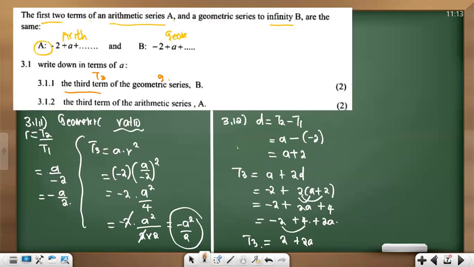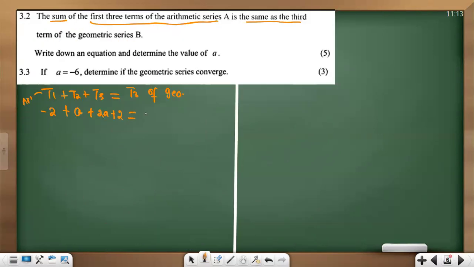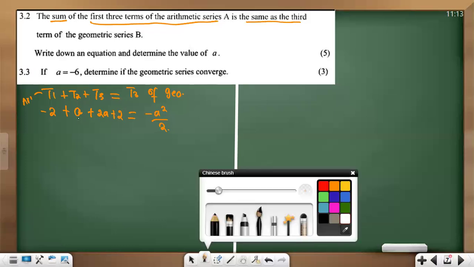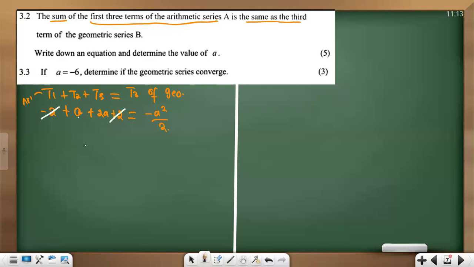Do we know the third term of geometric? It is negative a squared over 2. Let's just add everything together. Negative and positive cancel, so I'm left with a plus 2a. That will be 3a equals negative a squared over 2.